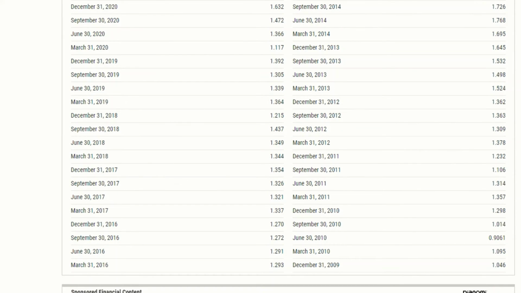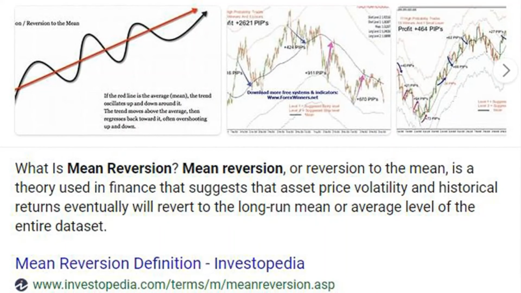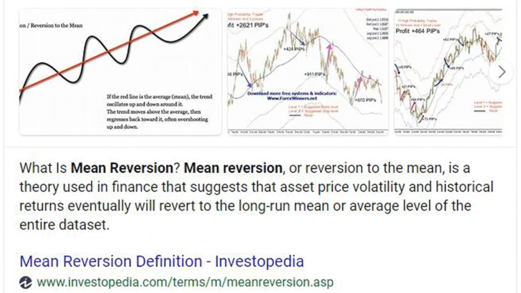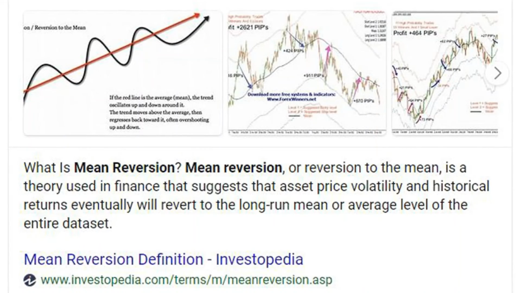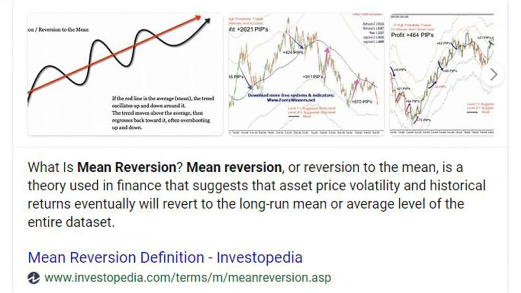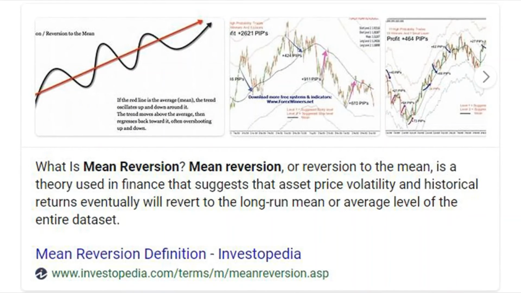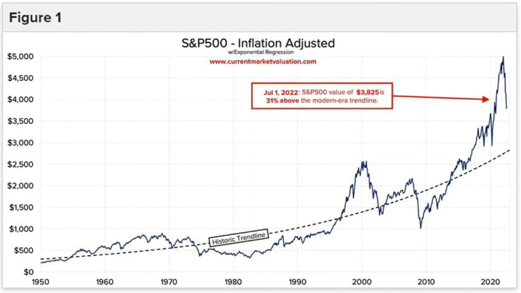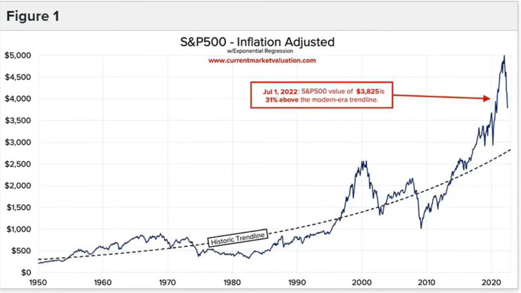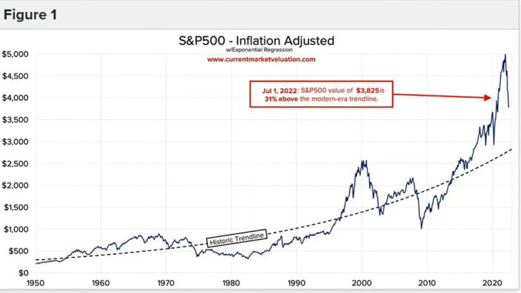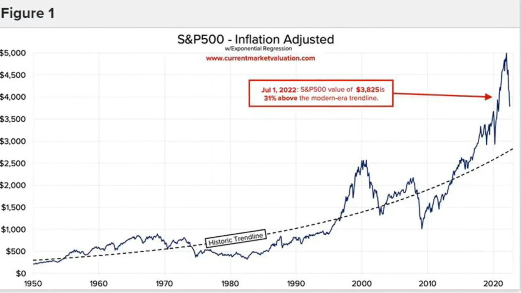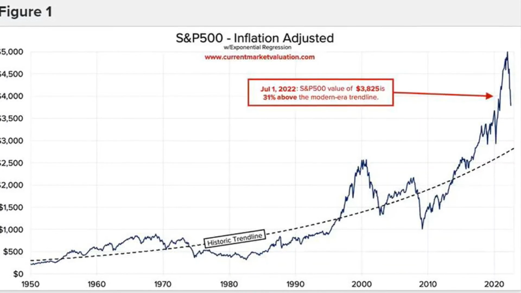The last method we're going to look at today is mean reversion. This method of valuation is quite basic. It assumes that although stock prices can be volatile in the short term, they will generally revert back to a mean average in the long run. Currentmarketvaluation.com shows us the S&P 500 is currently 31% above the modern era trend line. This is suggesting that the market is currently overvalued.